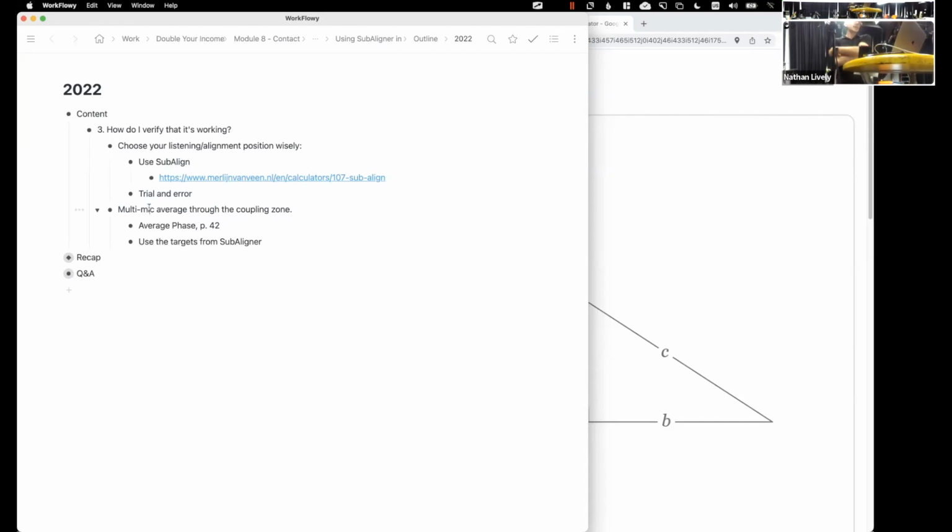You could do a multi-mic average, but I'm sort of trying to focus on potential solutions that would allow you to do this fast without an audio analyzer. But that's another thing to consider. If you have time, take multiple measurements through the crossover region and use the targets from SubAligner, which we can play with in a little bit. Any questions about verifying the results?